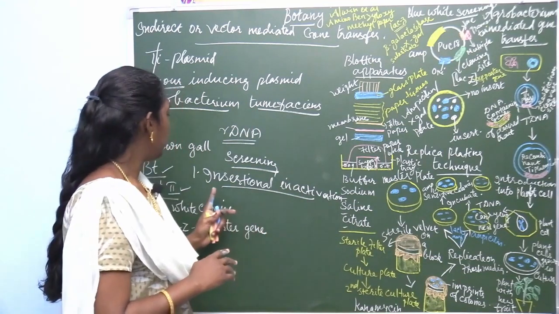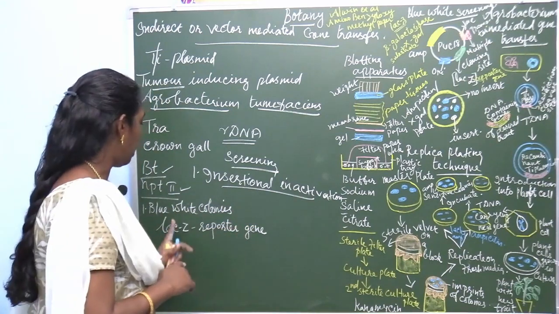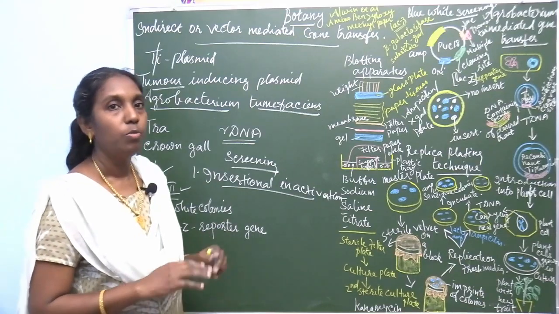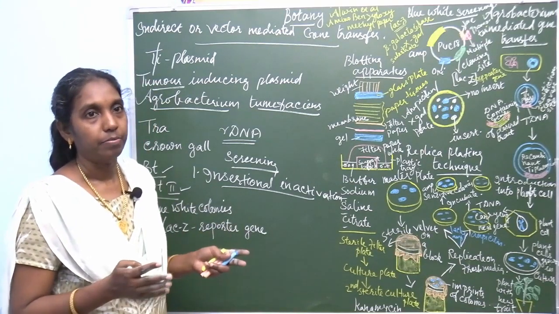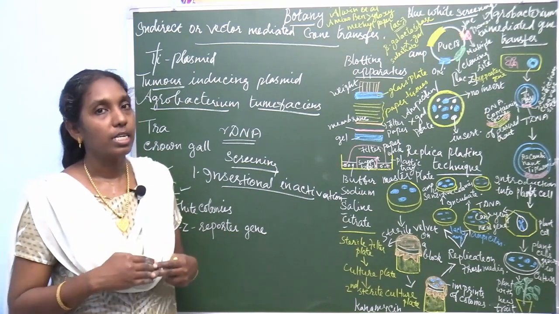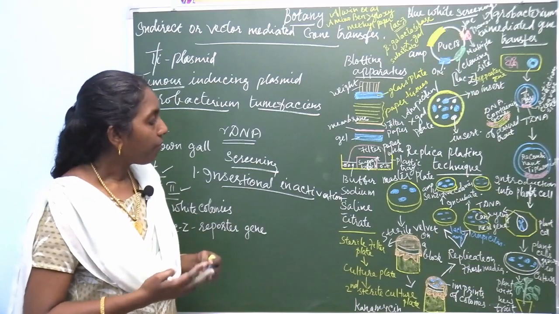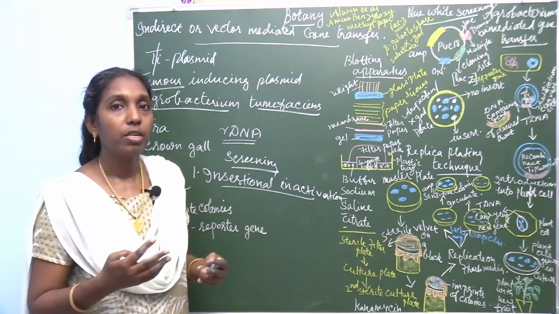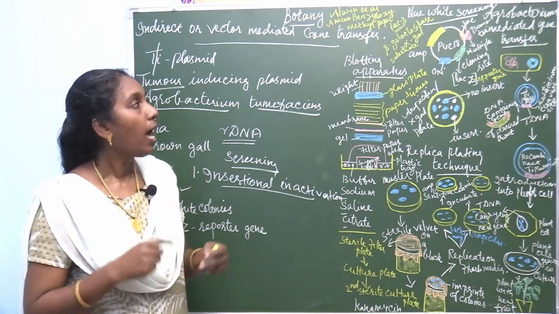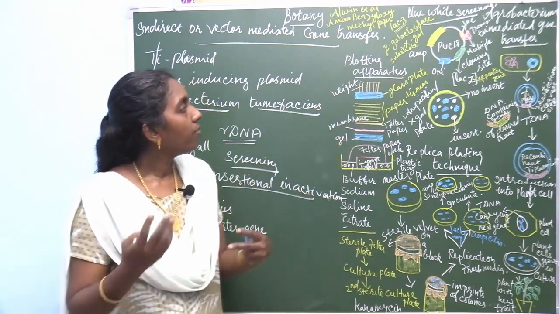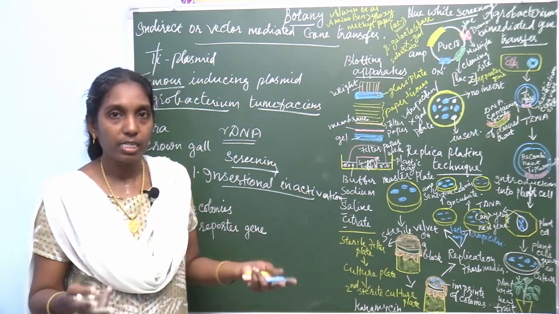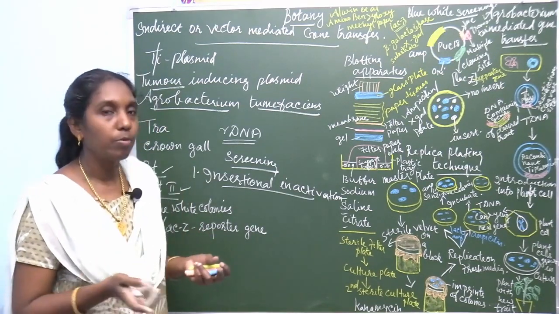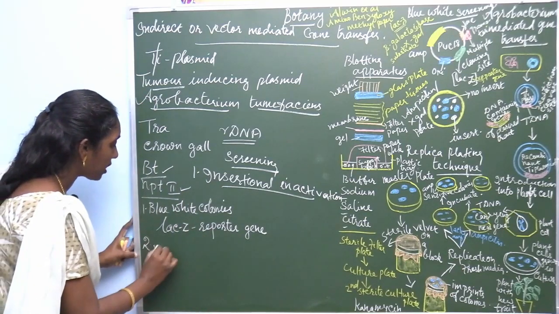This is one of the methods, insertional inactivation. The first method is the blue-white colony method of screening. The second one is antibiotic resistance. There are a number of antibiotics that can be used, such as ampicillin and tetracycline. So there are different types of antibiotic resistance, and this antibiotic resistance is used as a selectable marker.